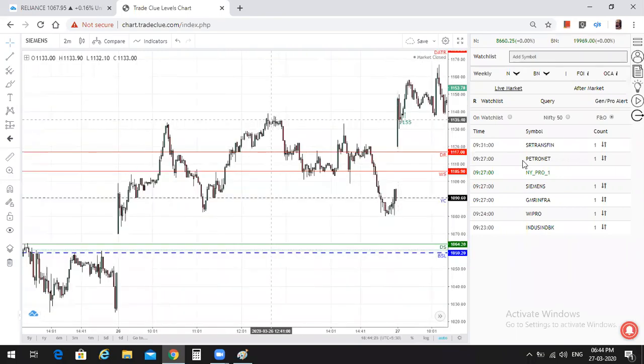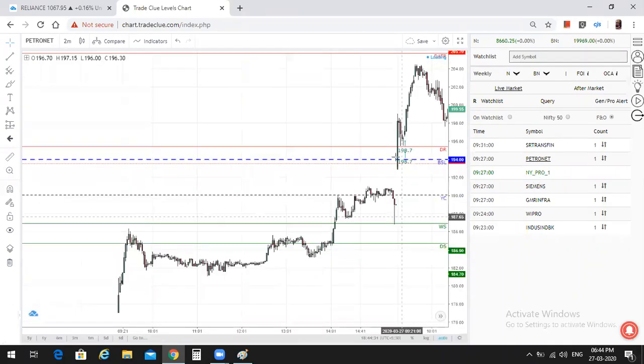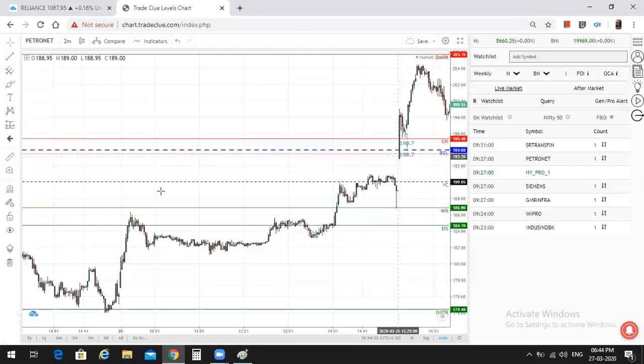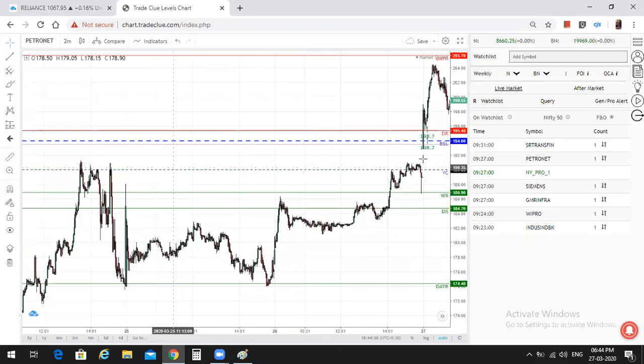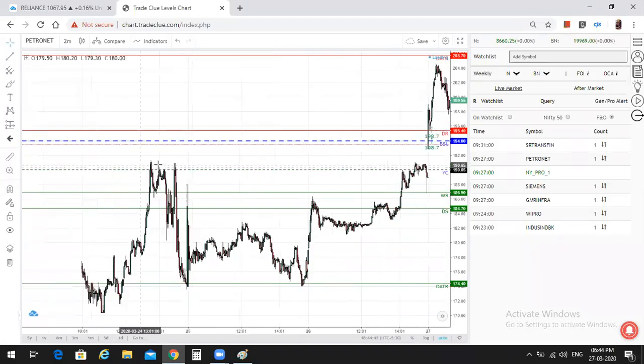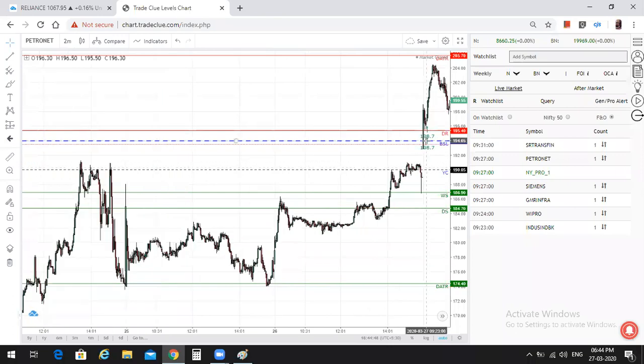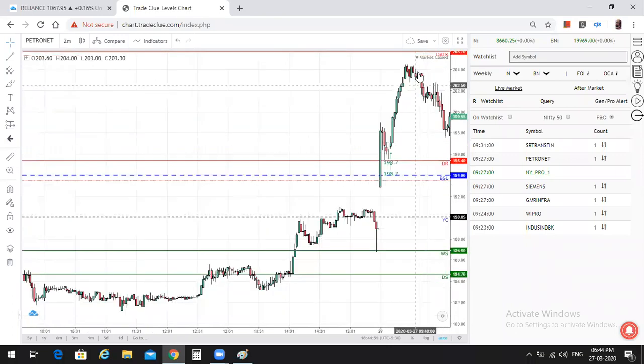So out of Siemens, if I go back and see Petronet, Petronet is opening itself above 2 day high, not only 1 day high, 2 day high. Please understand, the open over here is above the 2 day high. It's not even giving these 2 days of sellers a chance to exit. And that helps me know it will zoom.